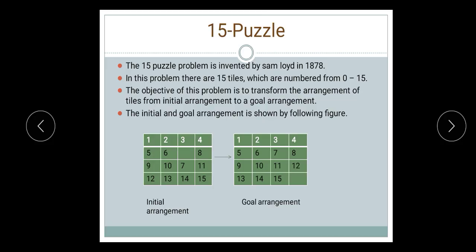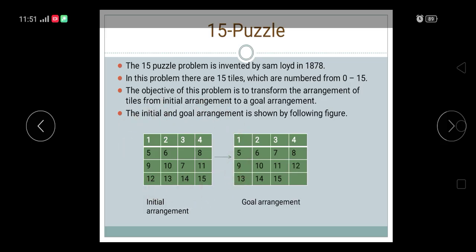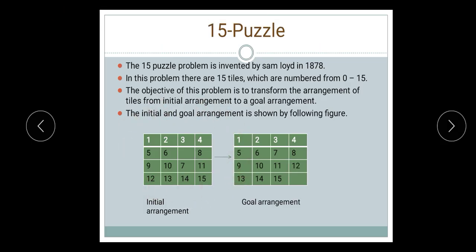Now in this figure, this is our initial arrangement, in which we have the 15 tiles numbered from 1 to 15, whereas 1 empty tile. Now our objective is to transform these tiles and place the empty tile at its proper position, so that we get all the remaining tiles arranged from 1 to 15 and the empty tile at its proper position. So this is our objective. We have to arrange all the tiles in a proper order and the empty tile at its proper position.